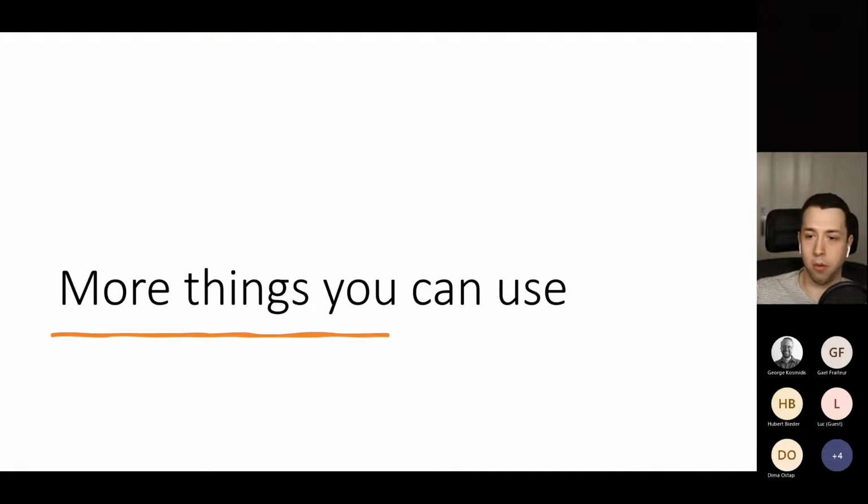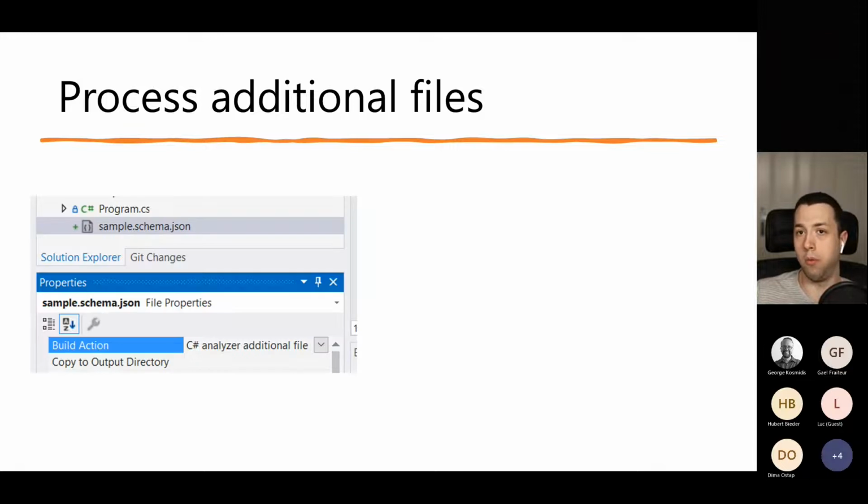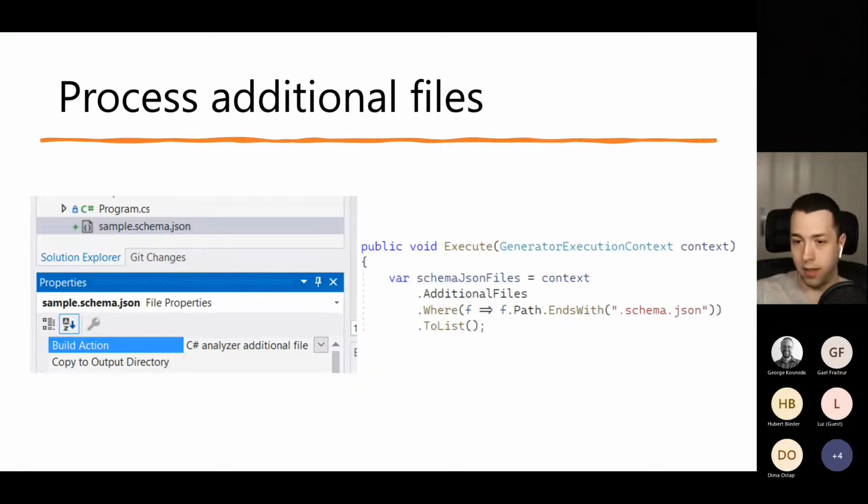But there's also some more things you can use. I will just quickly go over that. So you can also look not only at source code, but also at other files. So for example, if you're using schema JSONs, we can set the build action for it. It would be None or Content. We can set it to C# analyzer additional file, or in MSBuild in the project file, it would be called AdditionalFiles. And then we can actually see that in the generator.